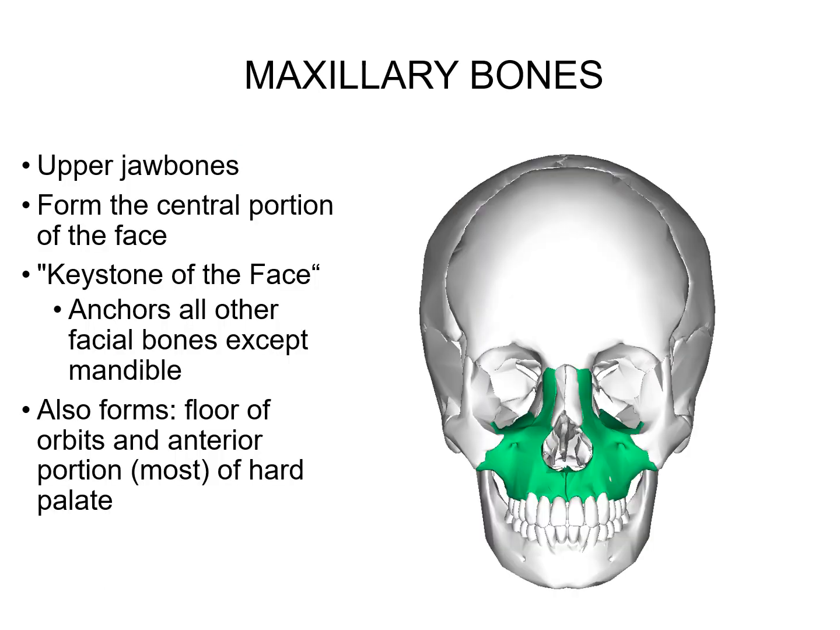Next is the maxillary bones. They're also called maxillae or the maxilla. Very many different ways to describe these bones. So these are the upper jaw bones, but as you can see, they're a lot more than that. They are known as the keystone of the face.